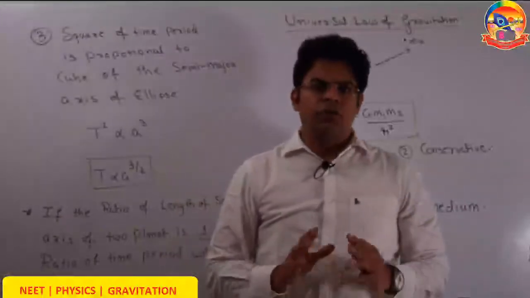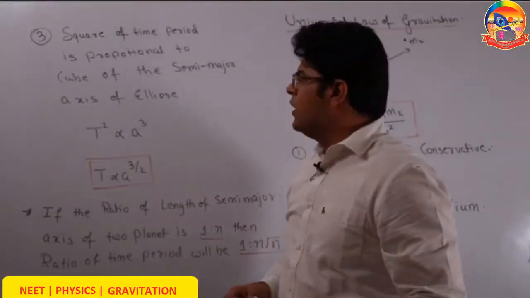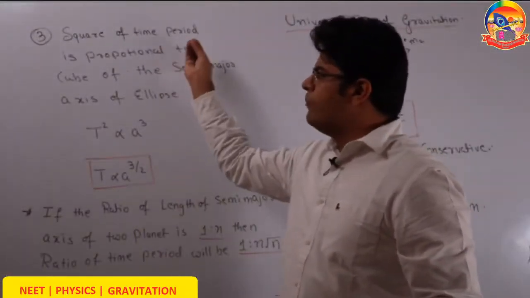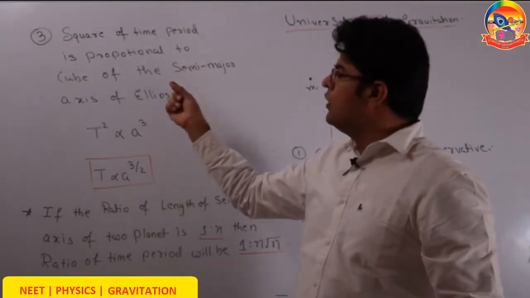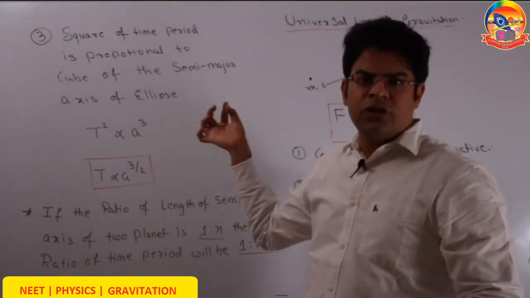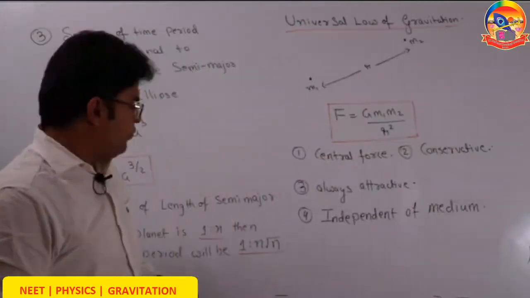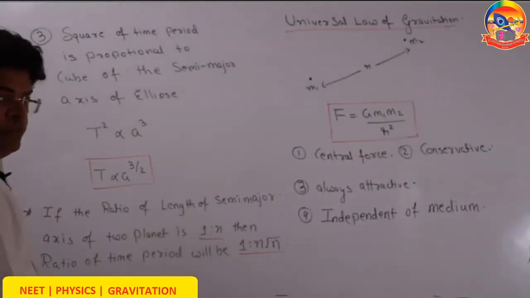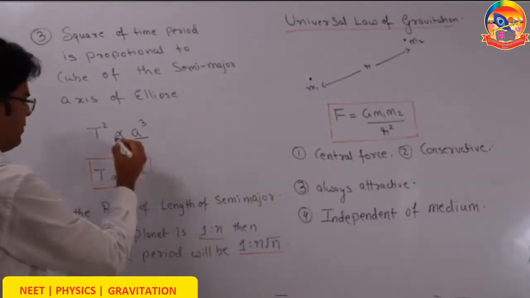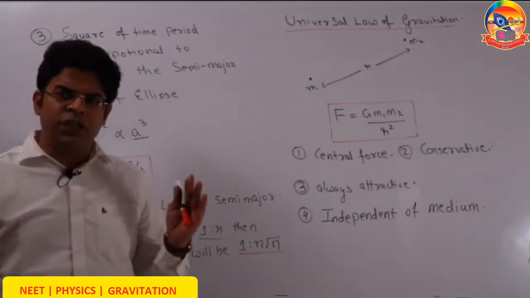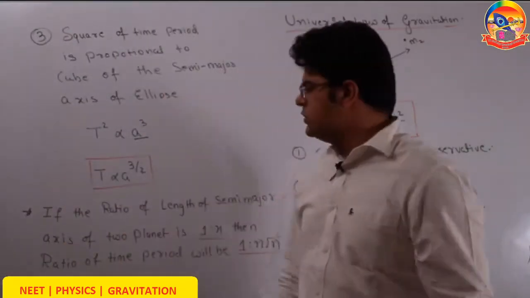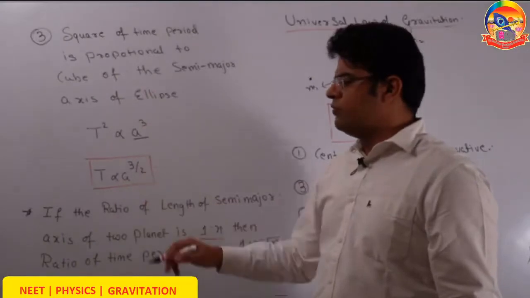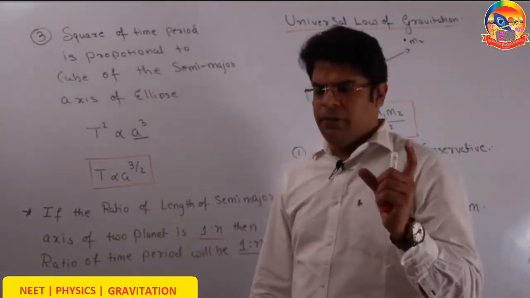So now let's do Kepler's third law. The third law says that the square of the time period is proportional to the cube of the semi-major axis of the elliptical path. So we can write T squared proportional to a cubed, where a is the length of the semi-major axis. But I personally like to write the same law as T proportional to a raised to the power of 3 by 2, where a is the length of the semi-major axis.